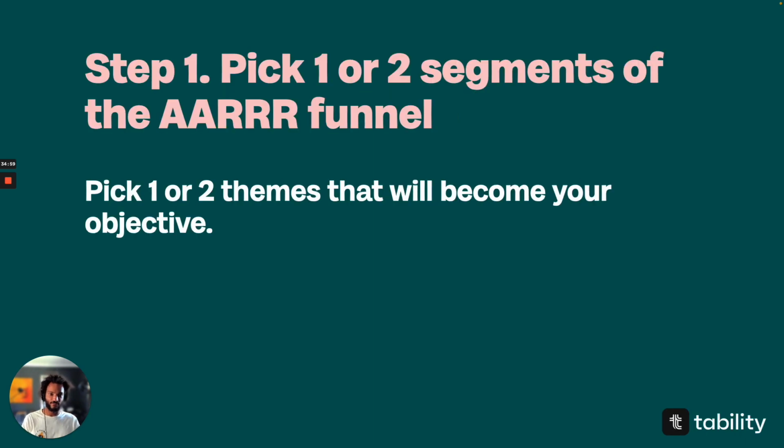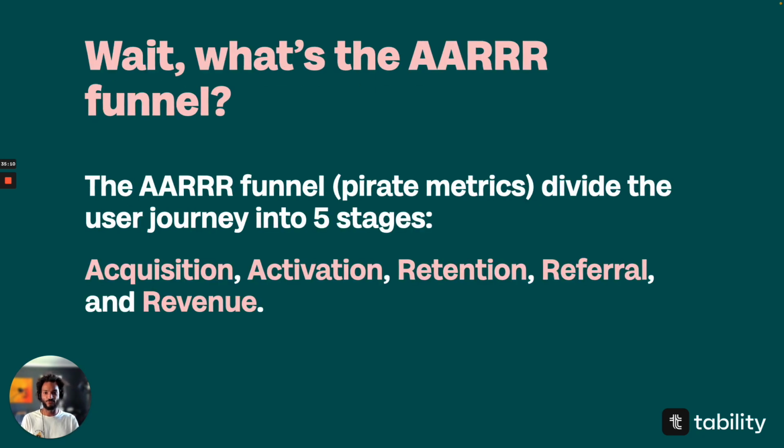Okay, so the first step is to identify some themes. And to identify themes, I have a trick, I usually use the AARRR funnel. The AARRR funnel is also called the Pirate Matrix, and it divides your customer journey into 5 stages. So you have acquisition, which is how many people find out about your website and sign up. Activation is basically the steps to become an activated customer. Retention is how many of those users come back on a daily or weekly basis. Referral is how many people they bring with them, and then revenue, which is how many of these people turn into paying customers.